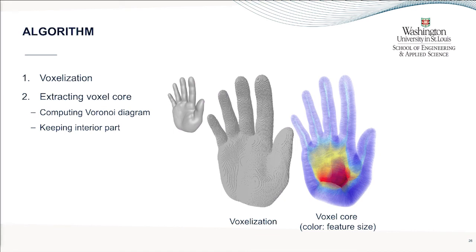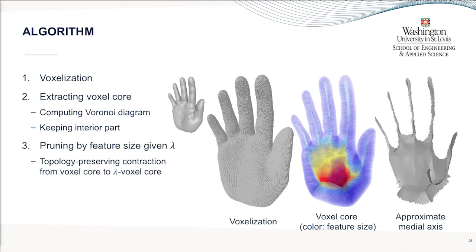Now you notice that the voxel core is very complex. It does preserve the right topology, but it just has too much stuff. And that's why we have the third step of pruning using the lambda value. You compute the feature size of the faces, which is colored in the middle in heat colors, and you take away all the faces whose feature size is lower than lambda. Now, we have to be careful here to make sure the result preserves the right topology, so we did a topology-preserving pruning from the voxel core, the complex one, to the lambda voxel core, which is a small one. That way we guarantee the result has the right topology.